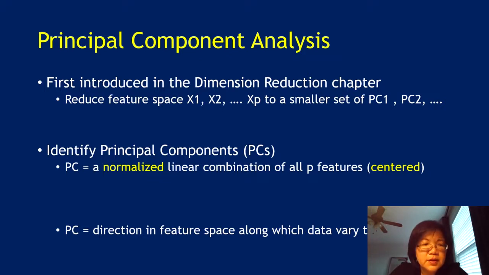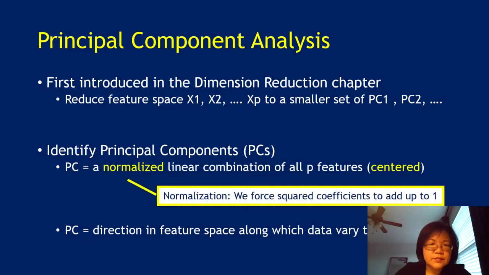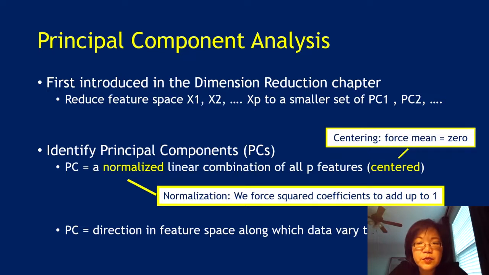We identify principal components using a process called eigendecomposition, to find the direction in feature space along which data vary the most. And that direction will become our principal component. And the value of that principal component is a normalized linear combination of all the P features after we have centered them. Normalization means that we force the square coefficients to add up to 1. And centering means that we force the mean of the X values to be 0. We'll look at each of these in detail later.